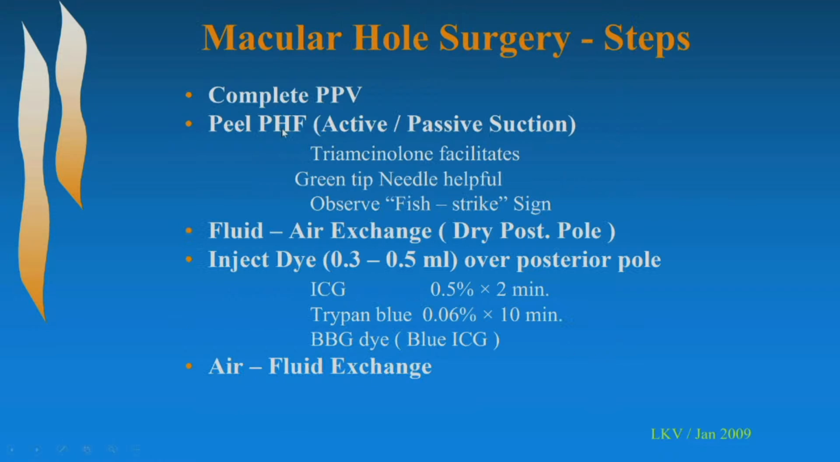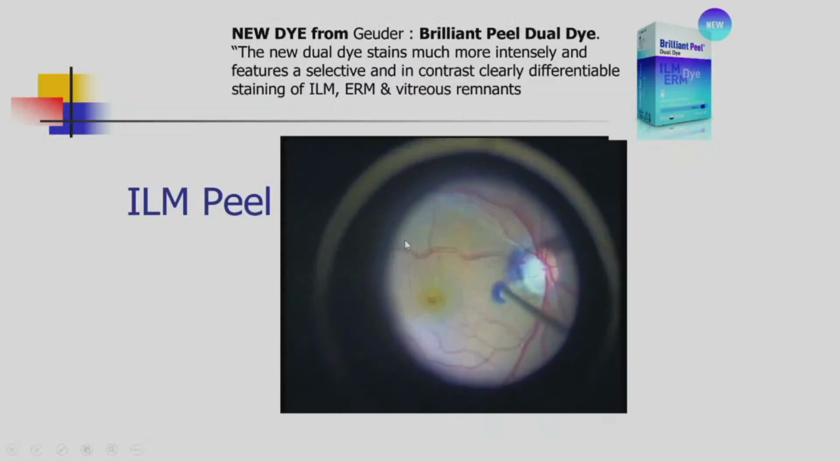And steps include, you see, a complete PPV, then take care of the hyaloid phase, and then inject. Let me show this video here. So this is the video of ILM peel. This dye we used here is BBG. BBG is also known as blue ICG.